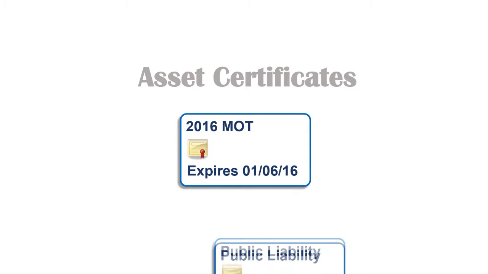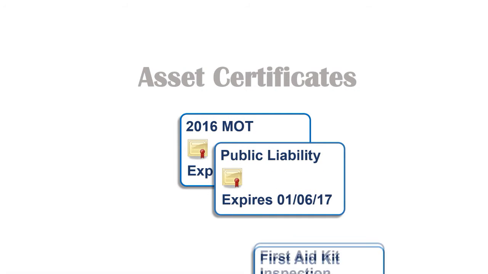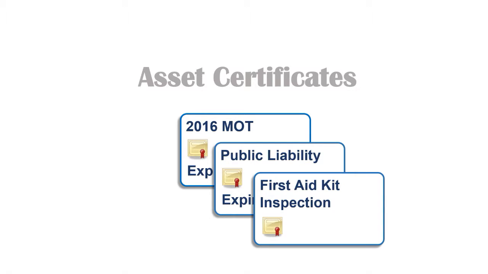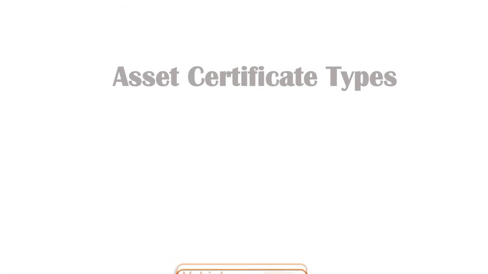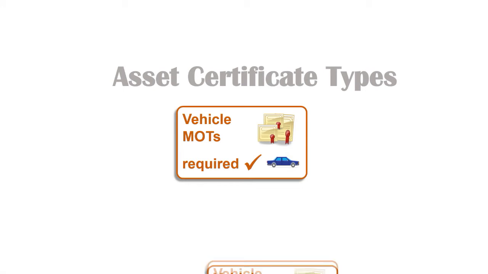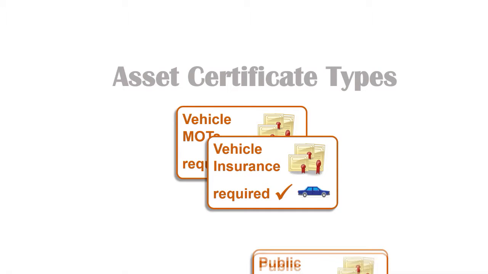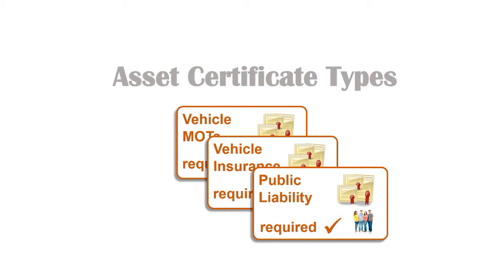Asset certificates, there's our MOT certificate we mentioned earlier. Got a public liability certificate there, and a first aid kit inspection. That doesn't need to be a physical certificate, just a log that the inspection's been done. And finally, asset certificate types. Vehicle MOTs is one type, vehicle insurance another, and finally, public liability is a type by itself.